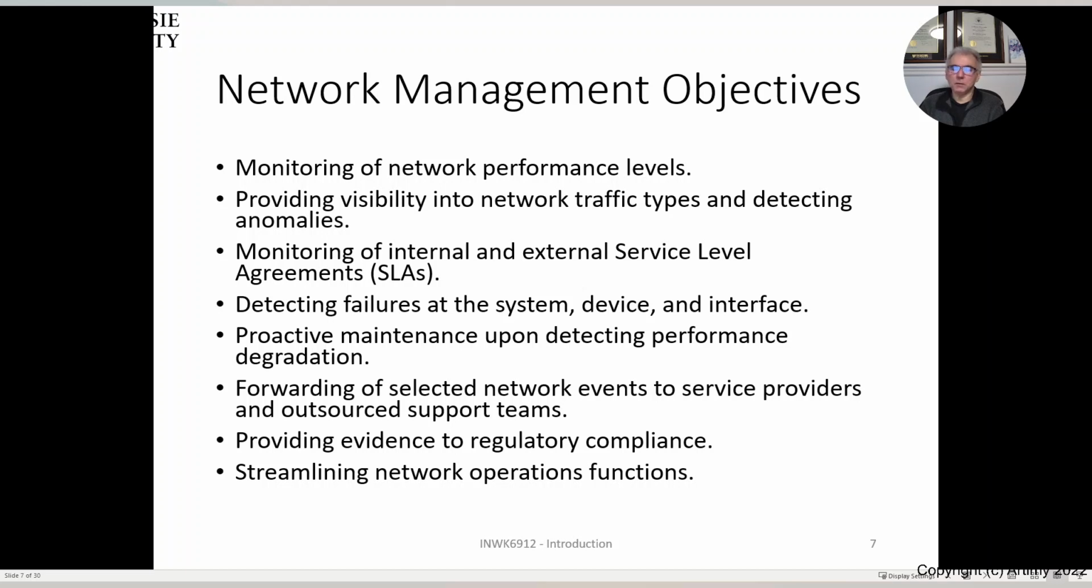One of the major objectives of network management is to detect failures as soon as possible, right? So in the example that I mentioned before, where a user comes and tells you they cannot connect to the network, I always say, as a network manager, if the user comes to you and tells you about a problem and you are not already aware of it, you must be doing something wrong. You should always be able to detect the problem before the user does.